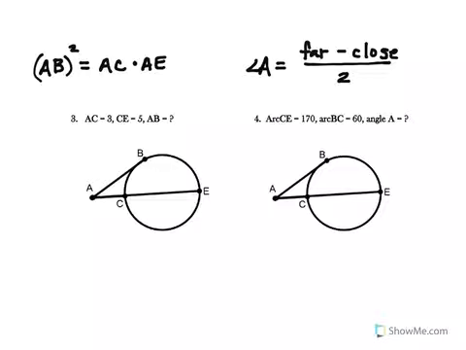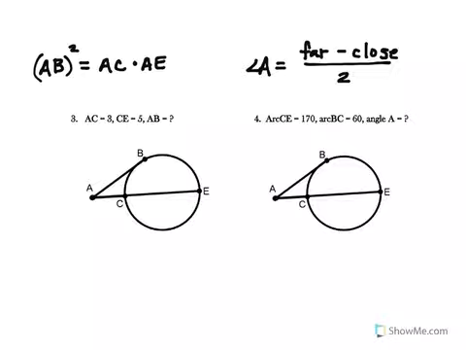So we have two problems here dealing with tangents and secants. Each circle has a tangent and a secant extending from the same point outside of the circle. One, we are solving for segment lengths, and the other, we're solving for the angle created between the tangent and the secant. So let's first look at the number 3 here that's dealing with the length, or the relationship between the length of the tangent and the secant.